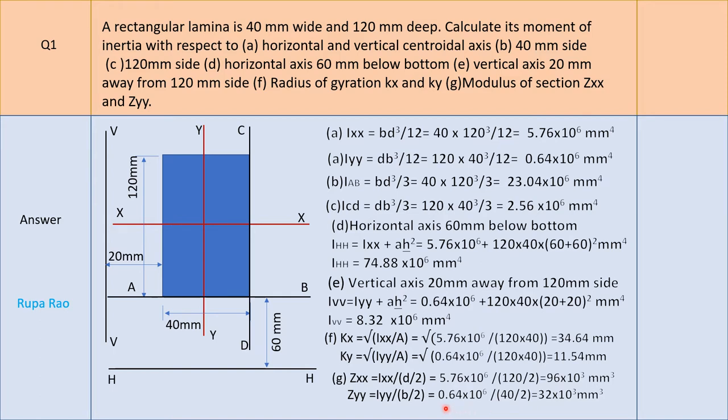Take the calculators in your hand and do the calculations. 0.64 exponential 6 divided by bracket open 40 divided by 2 bracket close is equal to, and the answer you will get is 32 into 10 raised to 3, and the unit is mm cube. This is how you solve the problem.